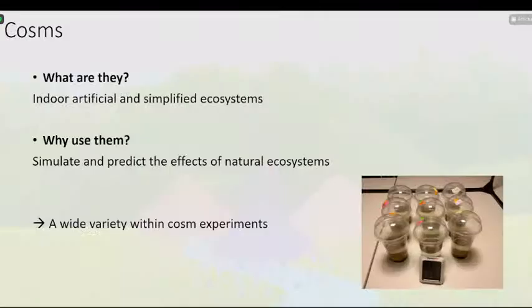So what are COSM experiments? They are indoor artificial simplified ecosystems that are used to simulate and predict the effect of natural ecosystems. So they're small aquaria that I put up in the lab and are supposed to represent the natural system. However, there's a wide variety within COSM experiments. They can be terrestrial, but they can also be aquatic. They can be super tiny and they can be super big.